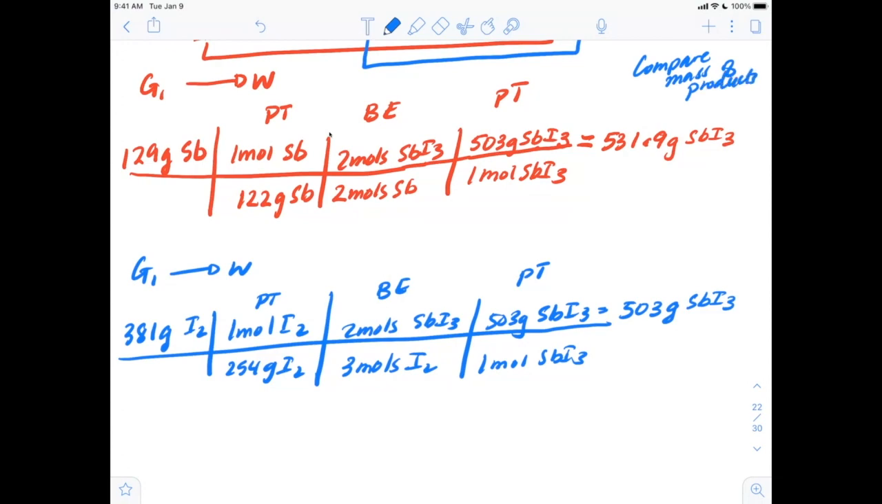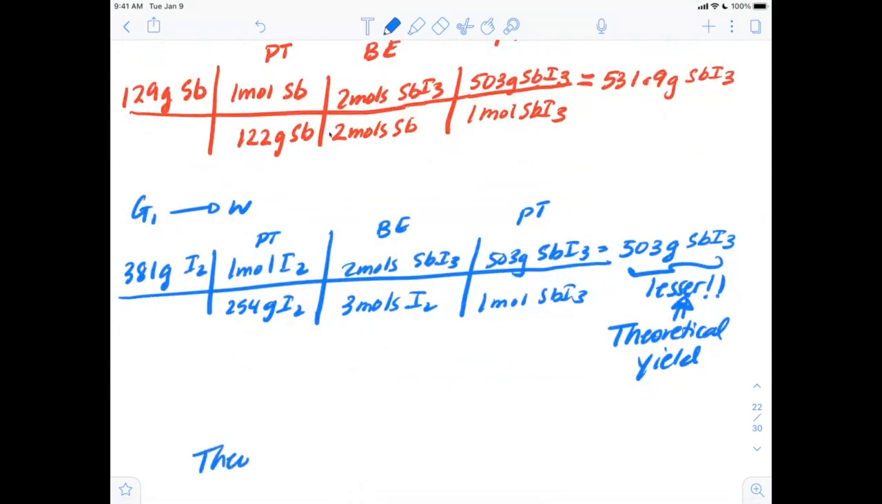When I compare the masses of a product, what I see is this is a lesser amount. This is lesser, right? Lesser of the two. For that reason, this is what we call the theoretical yield. That would be this amount here, okay? So if you were asked, you would say theoretical or ideal yield is 503 grams of SbI3, okay?